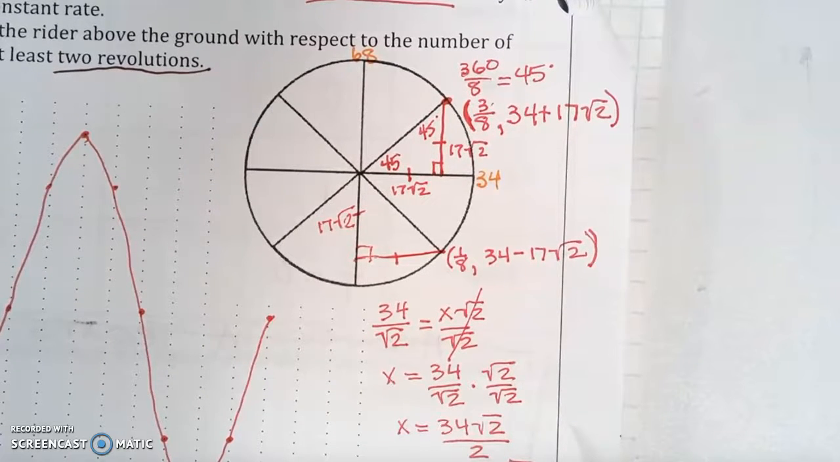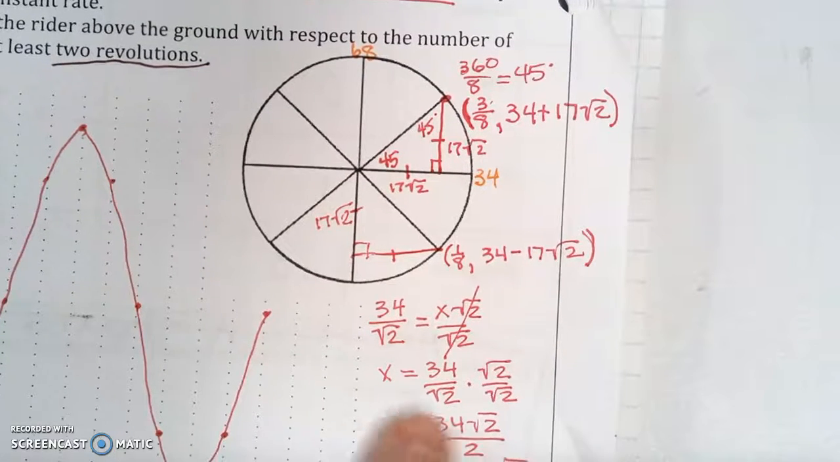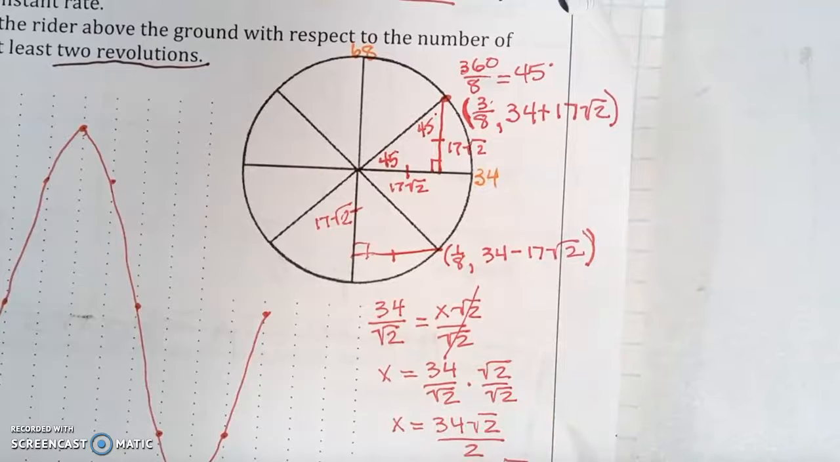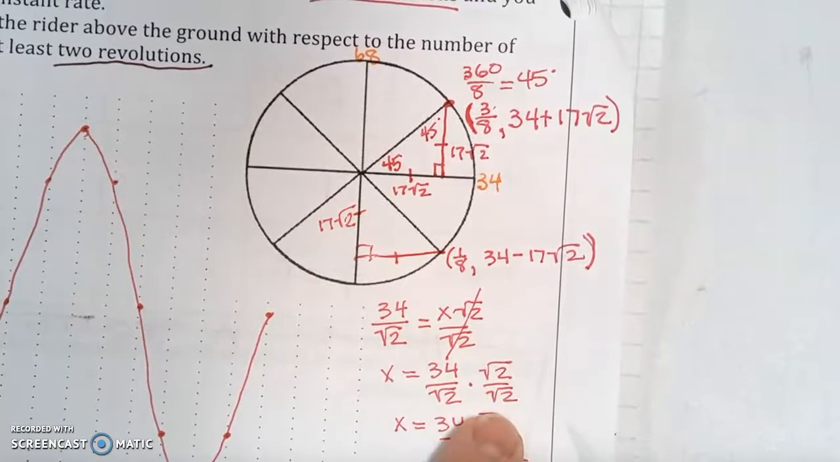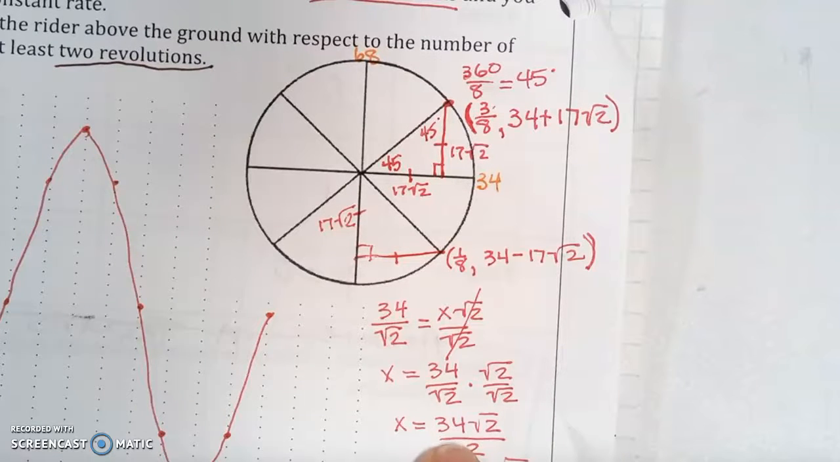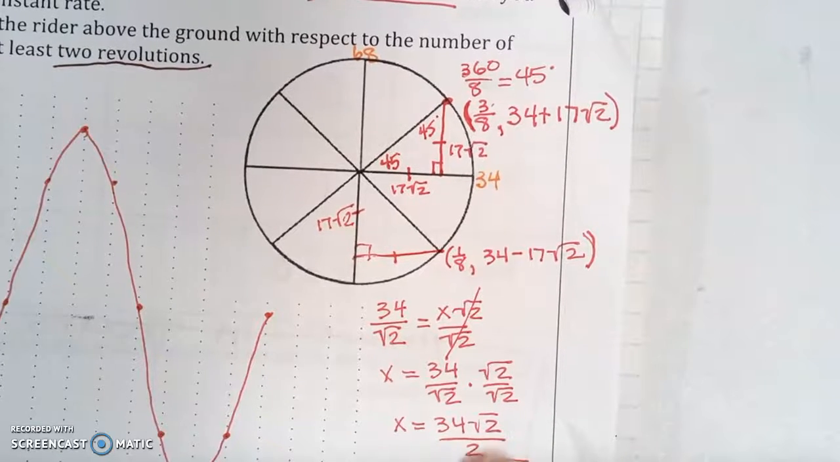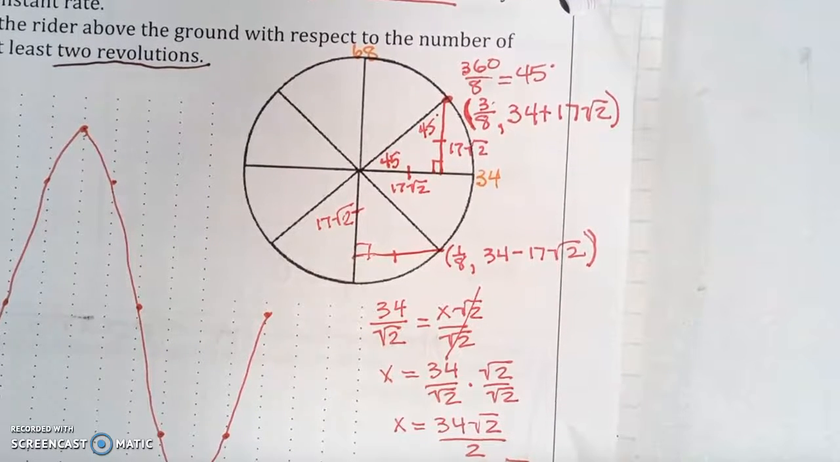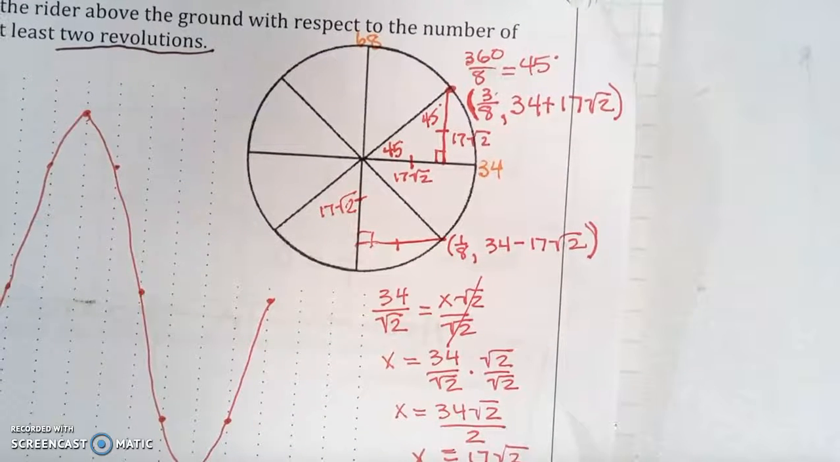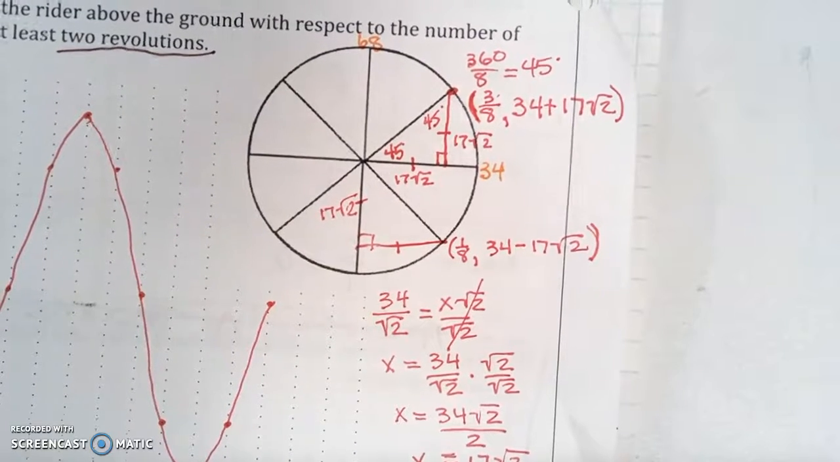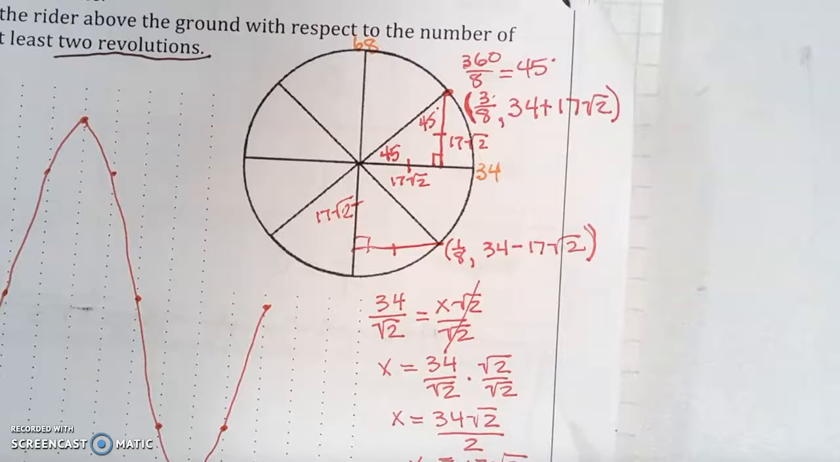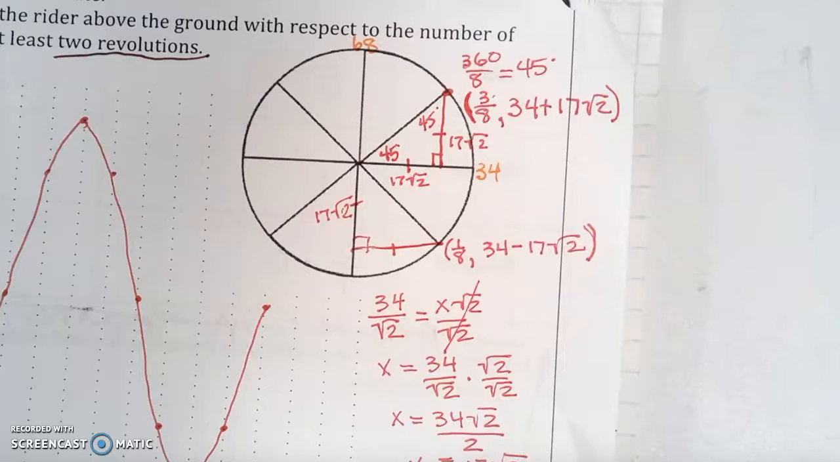The way you rationalize the denominator is you multiply both the numerator and the denominator by that denominator. So if you multiply by rad 2 over rad 2, you're going to end up with 34 rad 2 over 2, which is going to get you a leg of 17 rad 2. You're going to keep seeing that 17 rad 2 in here. So each of the legs are 17 rad 2. This part right here shows where the 17 rad 2 comes from.